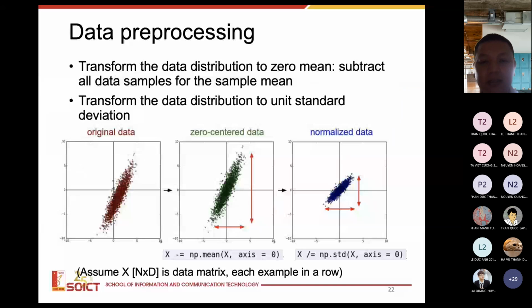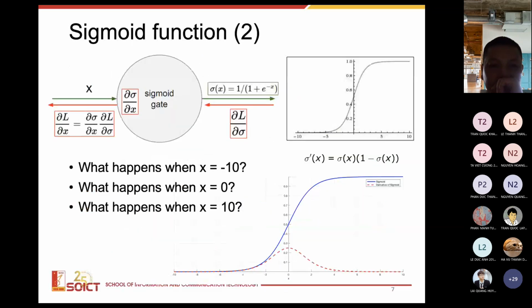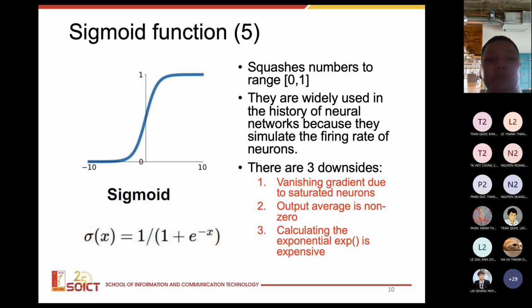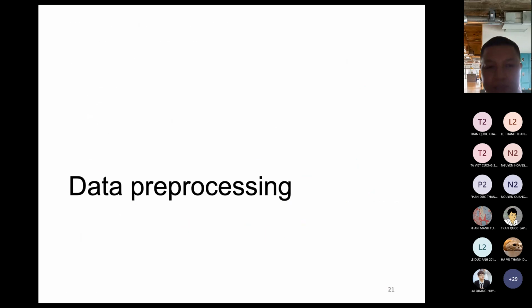Data pre-processing. You are seeing in this slide, we had the problem of always positive data that may cause problems for the sigmoid activation function, right? If we have the input X to be not always positive, not always negative, but zero-centered data, with a balance between positive and negative, then you may have no problem like this. So now, about the data pre-processing.